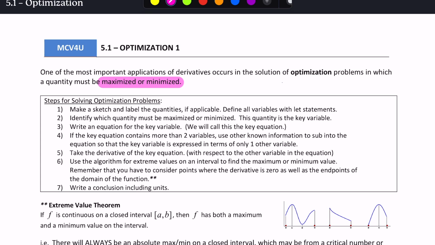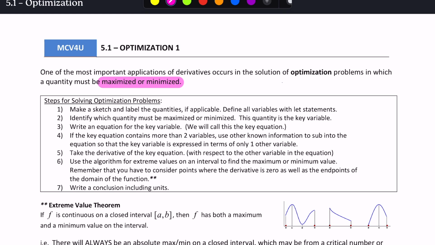The fifth step is to take the derivative of the key equation with respect to the other variable in the equation. Step number six is to use the algorithm for extreme values on an interval to find the maximum or minimum value. Remember that you have to consider points where the derivative is zero as well as the endpoints of the domain of the function. And then the seventh step is to write a conclusion, including units.